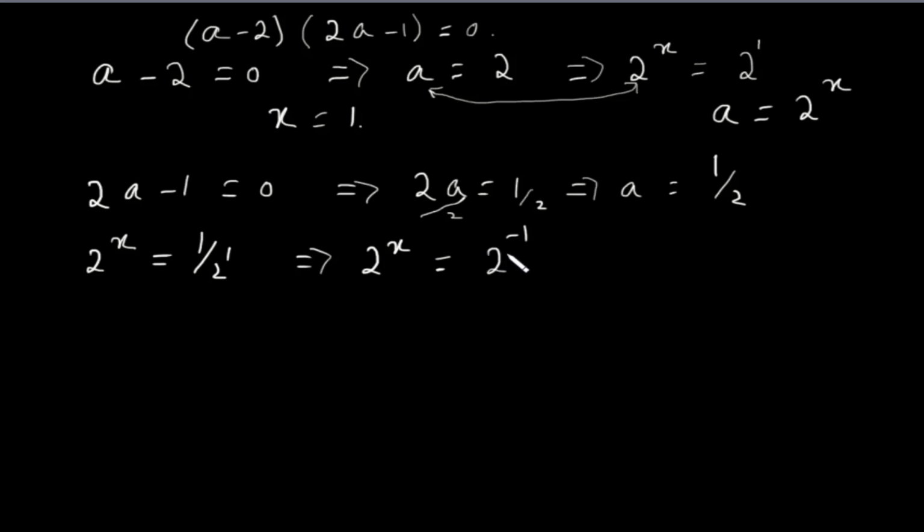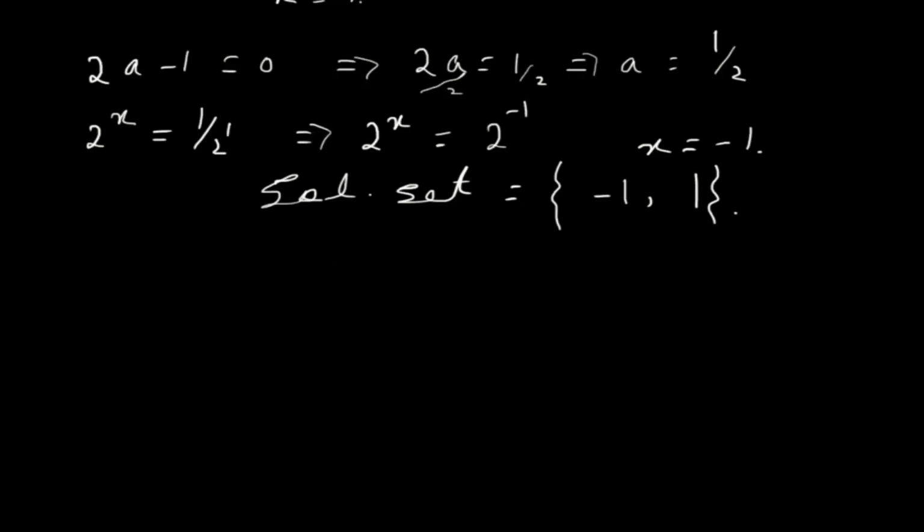So again, we know that the bases of both sides of the equation are 2. Since the bases are the same, we can conclude that the exponents must be equal. That is why x is equal to minus 1. So the solution set will be minus 1 and 1.